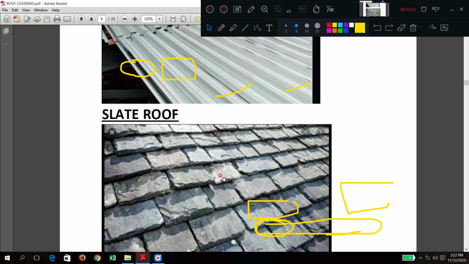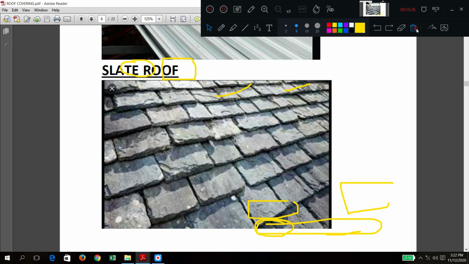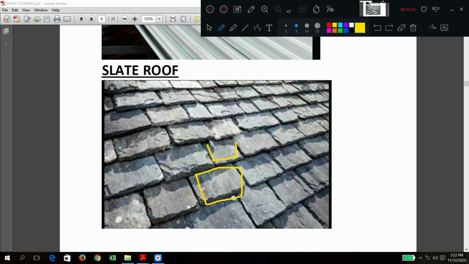So slate roof, how will it appear? Can you see this diagram? Are you recognizing this is a stone? Each is a stone piece only. Wherever stones are easily available, abundantly available or cheaply available, you generally go for stone roofing. So for that particular roofing, you are using slates. Okay, slate is one type of stone. That's all. Okay, these are very strong.